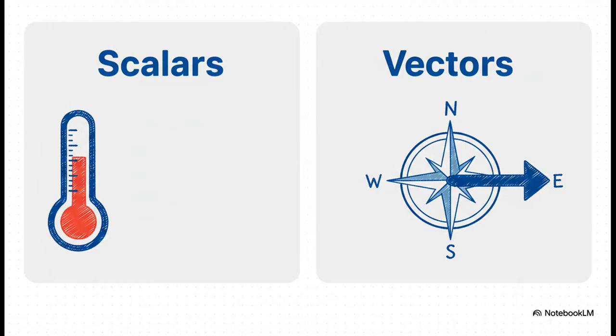First things first, we need to know what we're actually measuring. See, some things are super simple, like temperature. 30 degrees Celsius, that's just a number. We call that a scalar. But what if I told you to walk 5 meters? You'd immediately ask, which way? And that's a vector. It has both the size, the 5 meters, and a direction, east. And believe me, physics cares a lot about direction.